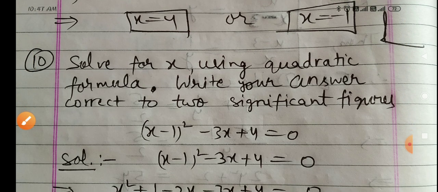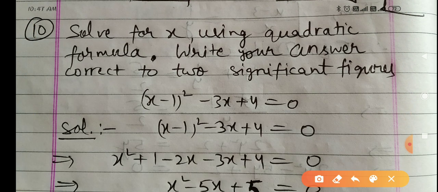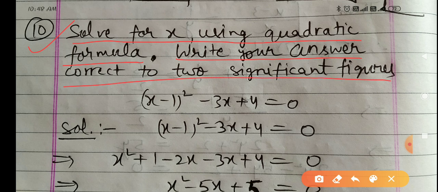Now the last question, you can see, the 10th question. There are 11 questions in this exercise. So 9 questions from this exercise I have taken today. So the 10th question: solve for x using quadratic formula. Write your answer correct to two significant figures.